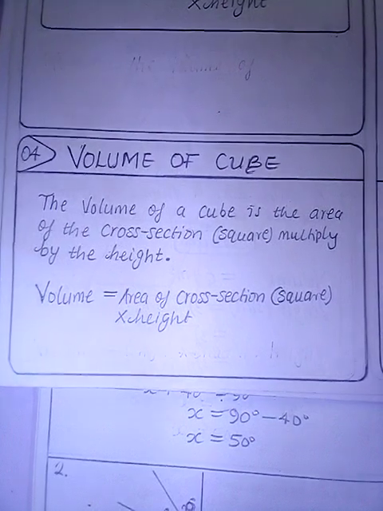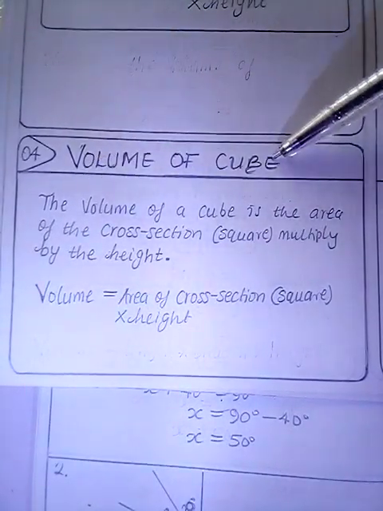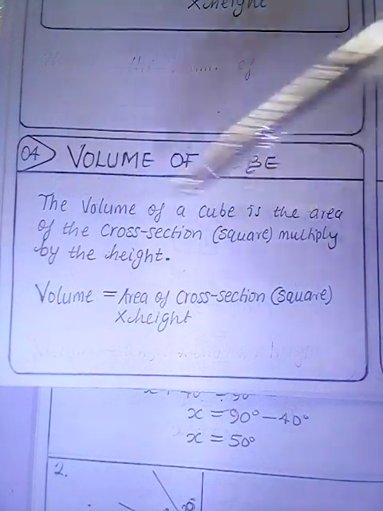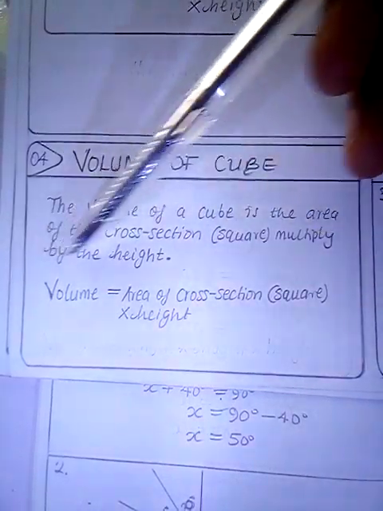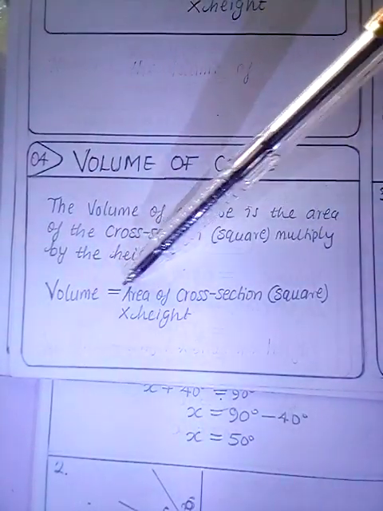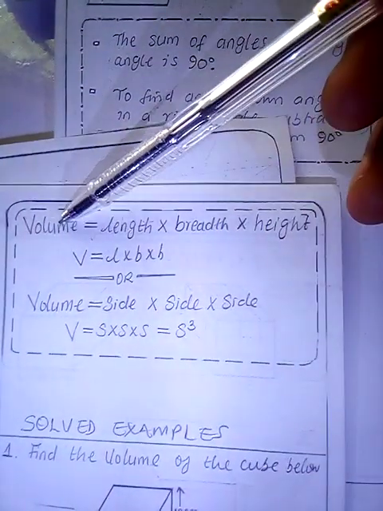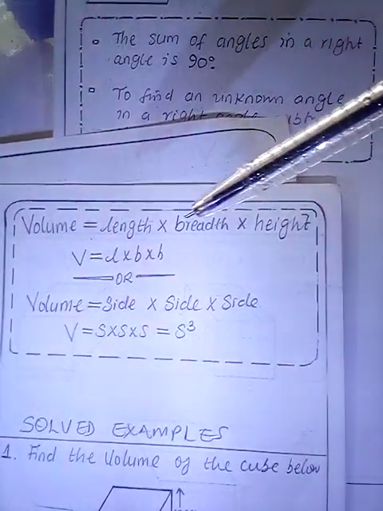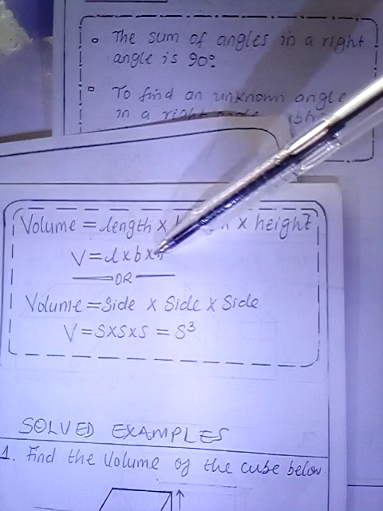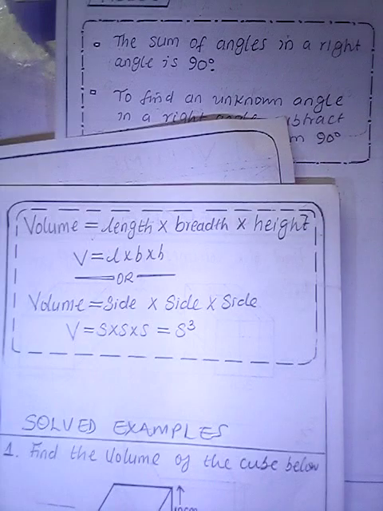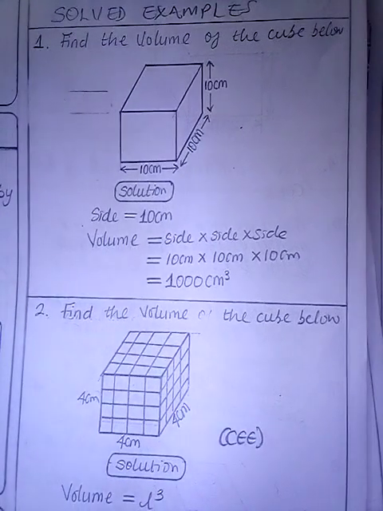Now let's begin by calculating the volume of cube. Cube, as we know, is also known as the square prism. The volume of a cube is the area of the cross section, which is square, multiplied by the height or the length of the prism. This is given as area of cross section, square, times the height. The formula can also be expressed as length times breadth times height, V equals L times B times H, or side times side times side, because every side of a cube is a square and they have the same shape and size. So now let us see some solved examples.